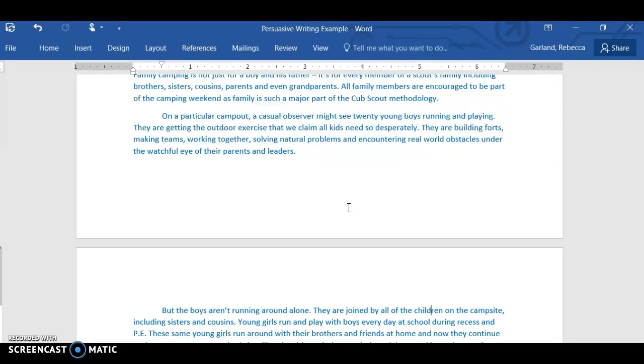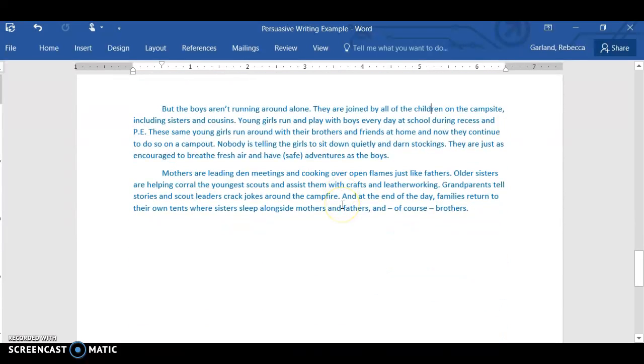They are getting the outdoor exercise we claim all kids need so desperately. We're appealing to some logic. They are building forts, making teams, working together, solving natural problems, and encountering real-world obstacles under the watchful eye of their parents and leaders. But the boys aren't running around alone, so there's a little bit of figurative language. They are joined by all the children on the campsite, including sisters and cousins.